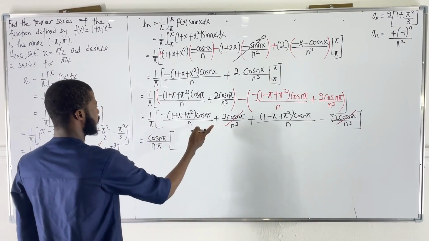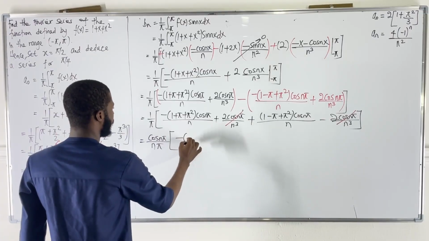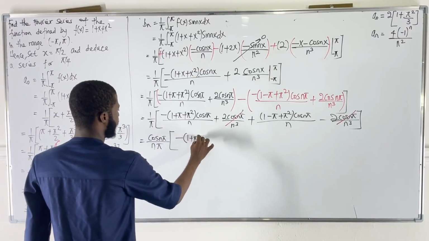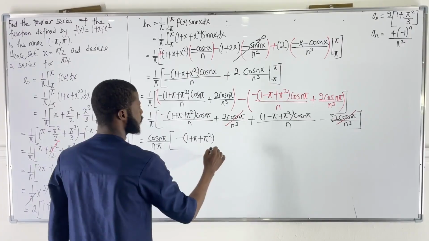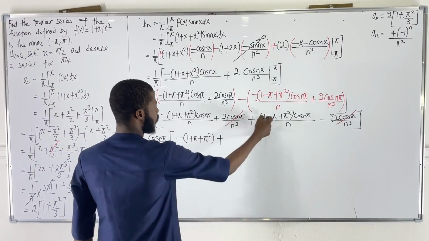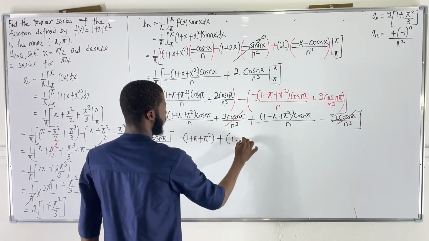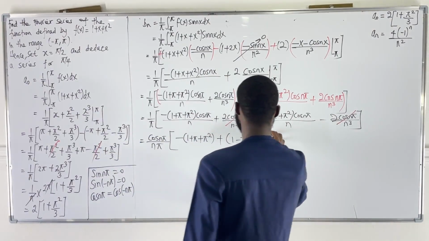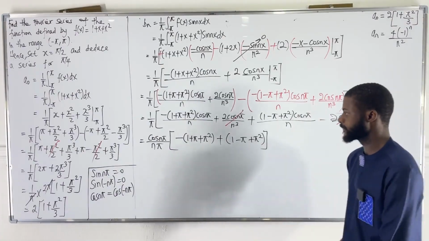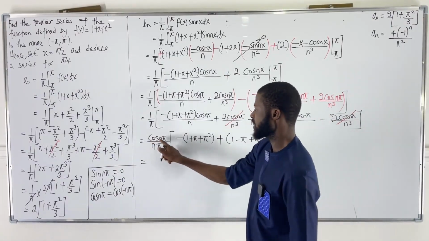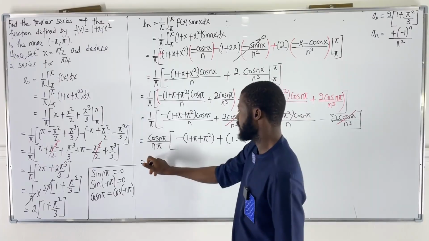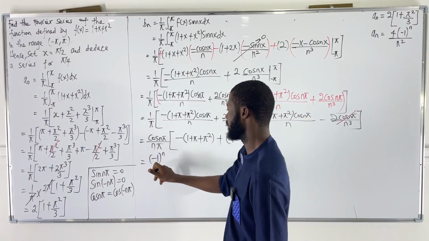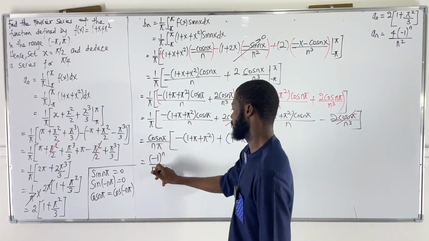Now what will be remaining? What will be remaining is minus open bracket 1 plus pi squared, then plus 1 minus pi plus pi squared. That's what's going to be remaining. Now cos n pi has a special value. That special value is minus 1 to the power of n, all over n pi.